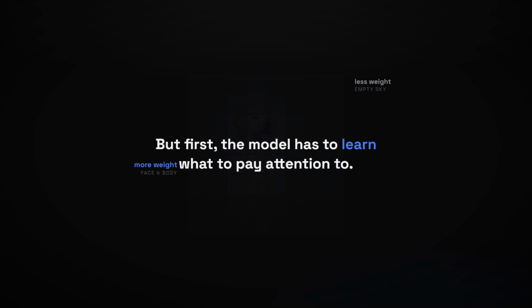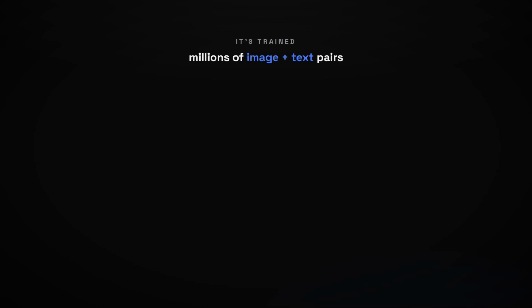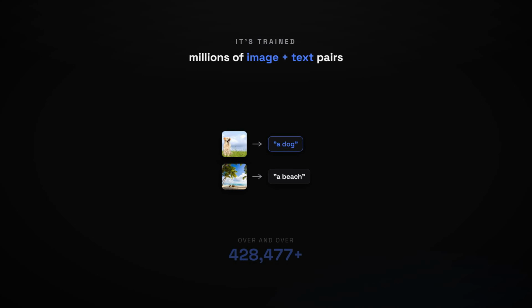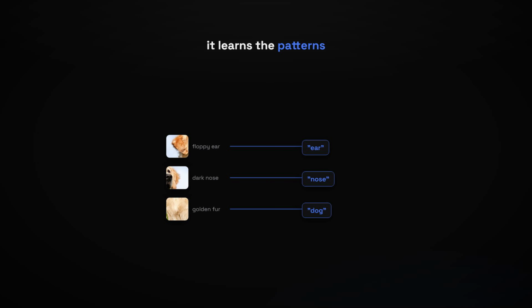But none of this works until the model has learned what to pay attention to. So how does it know fur is fur, or that an ear belongs to a face? It's trained. The model is shown millions of images paired with text, a dog photo with the words a dog, a beach with a beach, over and over. Each time it adjusts billions of tiny internal numbers, its parameters, nudging them a hair in the right direction. Over time, the model learns patterns that connect visual features with the words humans use to describe them.